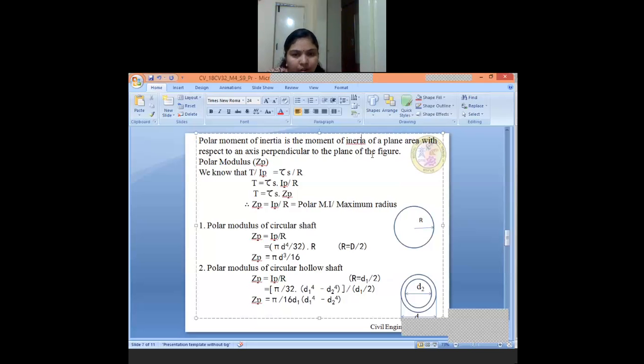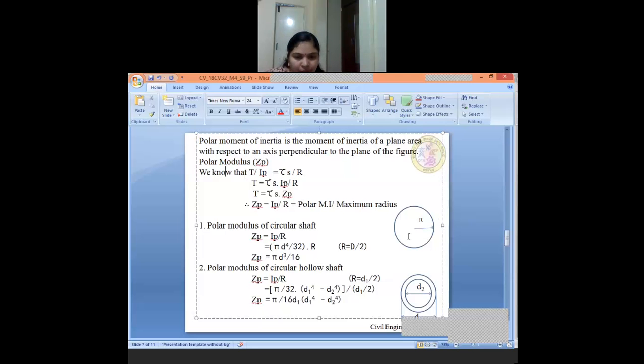Axis perpendicular to the plane of the figure. So, polar modulus is given by Zp, and then we know the equation T by IP is equal to tau s by R. So I just rewrite T is equal to tau s IP by R. So IP by R is equal to polar modulus Zp. So Zp is equal to IP by R: polar moment of inertia by maximum radius gives me the polar modulus.